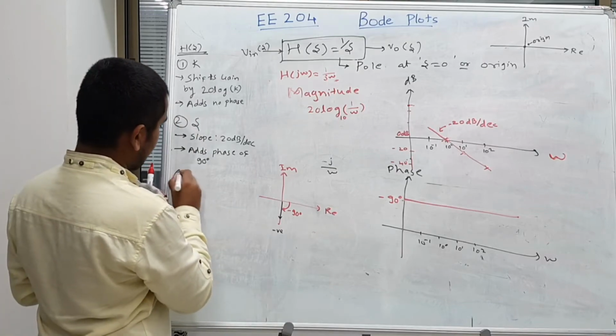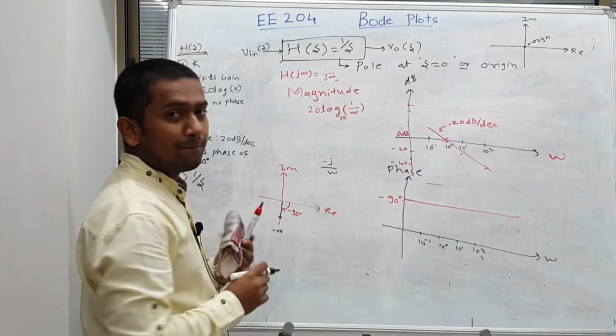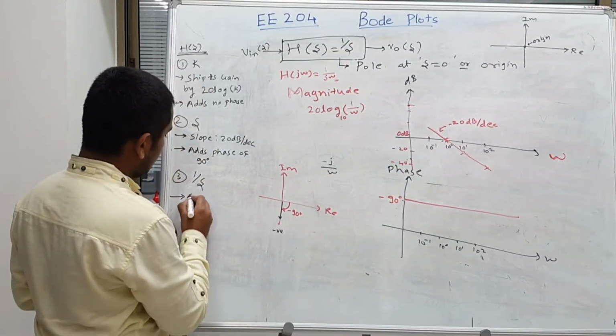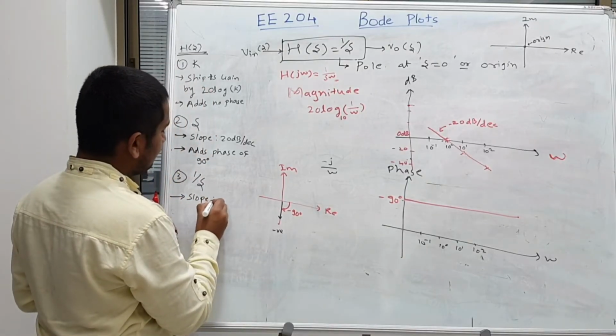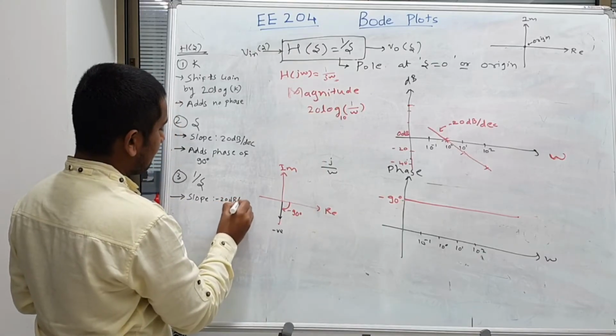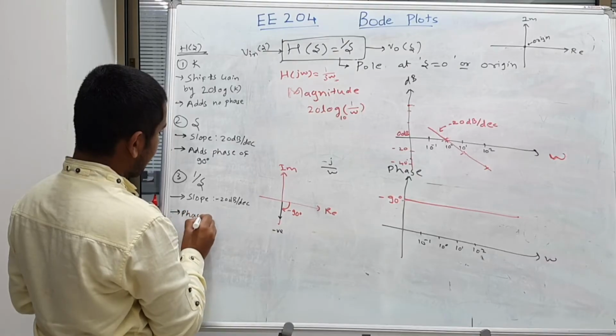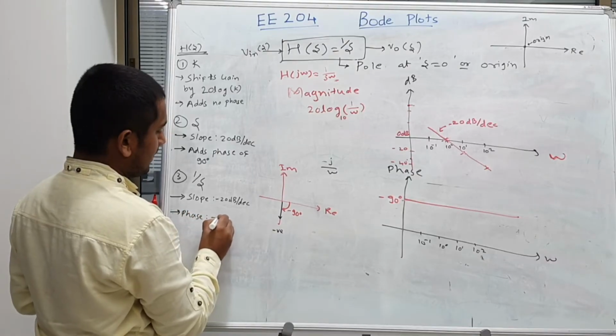We will write these two insights about 1 by s. The first is the slope is minus 20 dB per decade, and the phase is minus 90 degrees.